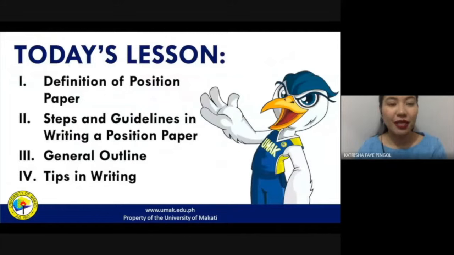So for today's lesson, we will be defining what a position paper is. We will also be discussing the different steps and guidelines in writing a position paper, as well as its general outline. We'll also be giving out tips on how to write a position paper.